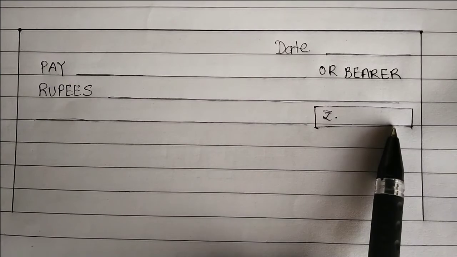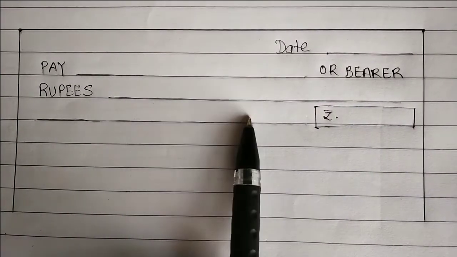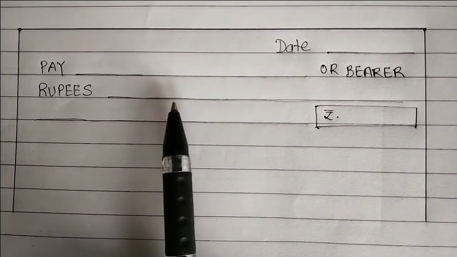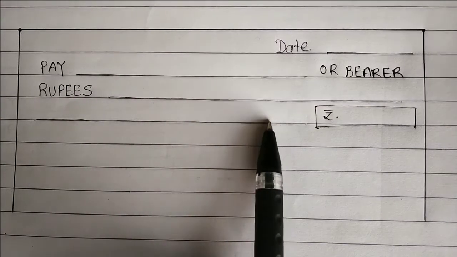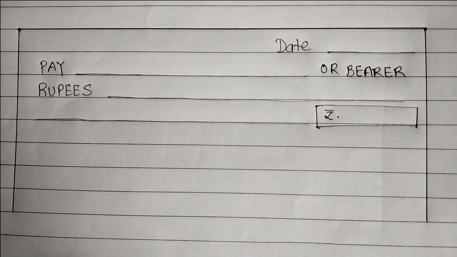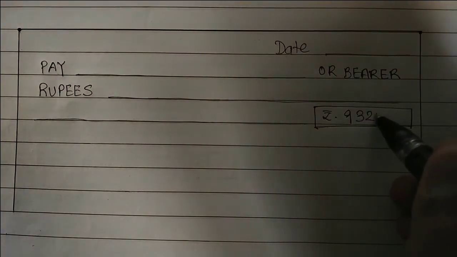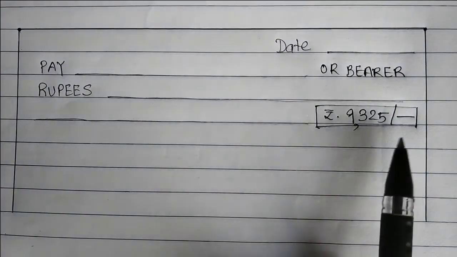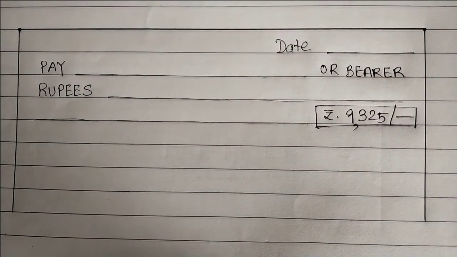In this box you are supposed to write the rupees in figures, whereas in these lines you are supposed to write the rupees in words. And after writing the entire amount, you are supposed to write the word "only" at the end. So just for assumption, I am taking the amount to be 9,325. So whenever I am writing the amount, I should also put this sign so that no one adds any figures in front of it.